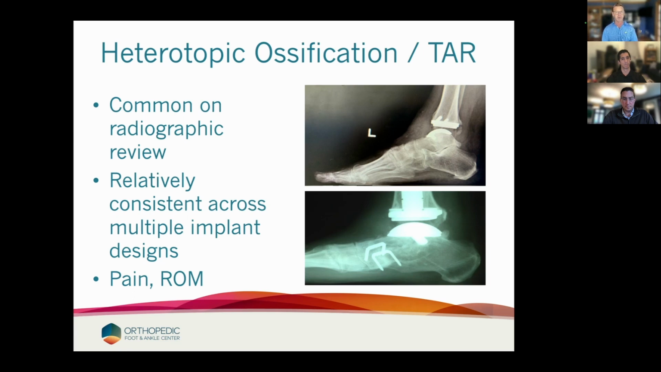We did a study once, which we published in FAI, and we compared InBone, which you all know we ream, compared to Infinity, compared to Star. And we wanted to know, is there a difference in HO rates? And the answer was no.